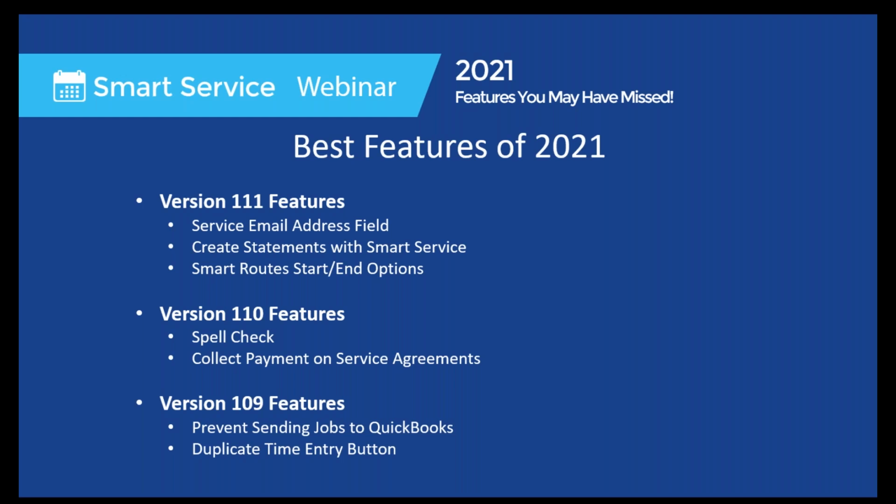And then lastly, we'll take a look at some of the version 109 features, the oldest ones on this list here. The big ticket item there is the prevent jobs from sending to QuickBooks. If you are running QuickBooks Pro or Premier, the desktop versions, this is definitely a big feature for you potentially. I want to talk a little bit about why we made that feature available. There is a technical reason for that, but also what it can do for you.